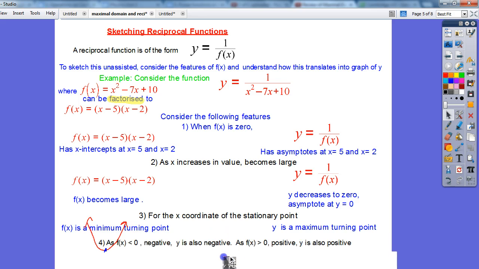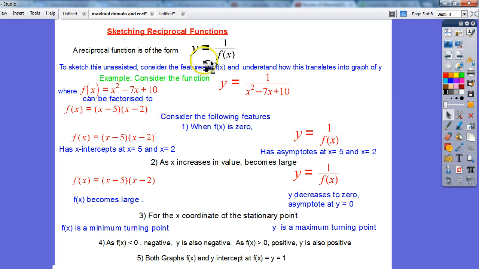Another property of reciprocal functions is, let's say for negative values of f of x, when it's less than 0, y is also negative. So that means if the graph is below the x-axis in the negative y area, then the reciprocal function will always also be down there. And the converse is true. If f of x is positive, the reciprocal function is also positive. So at least we know that the graphs are going to stay in the same half of the Cartesian plane.